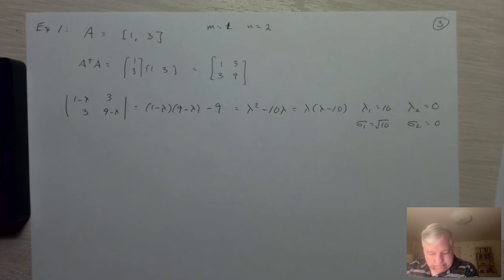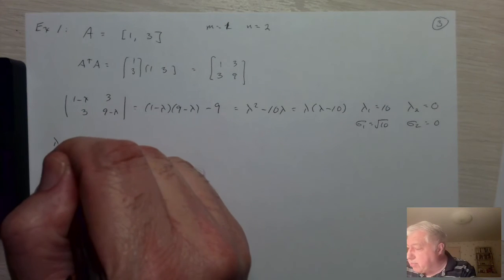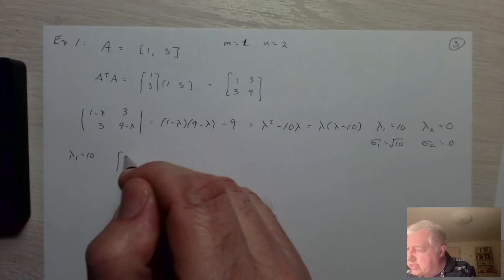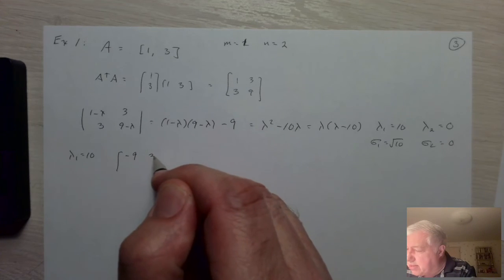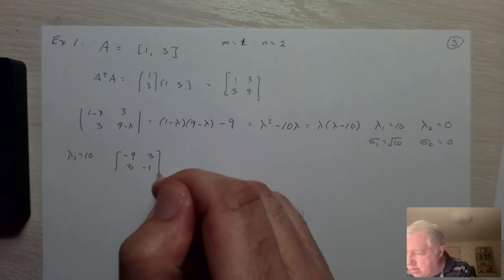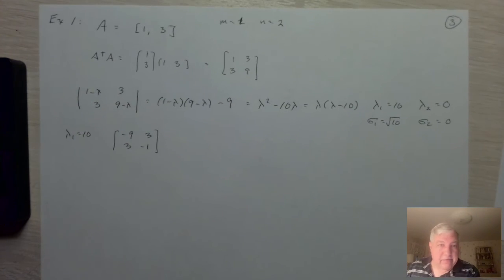Then, let's find the eigenvectors when lambda 1 equals 10. If we plug 10 in here, 1 minus 10 is negative 9, so we get negative 9, 3, 3, and 9 minus 10 is negative 1. We'd like to find the null space of this matrix.